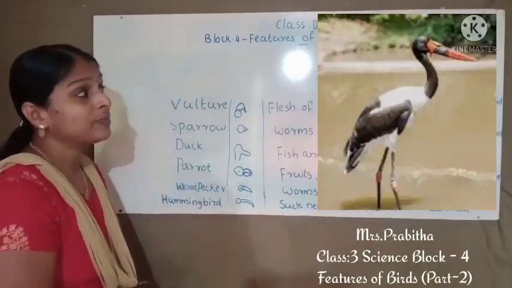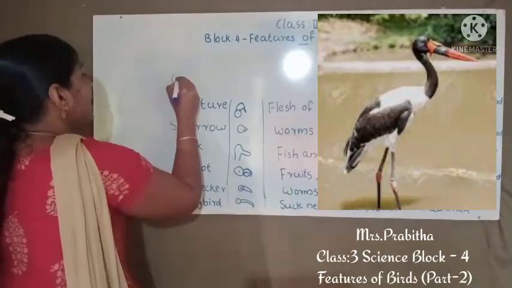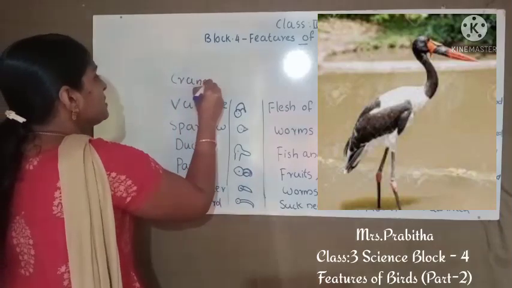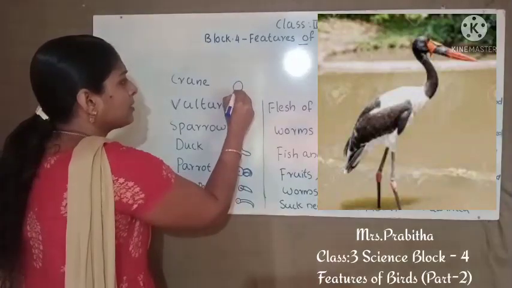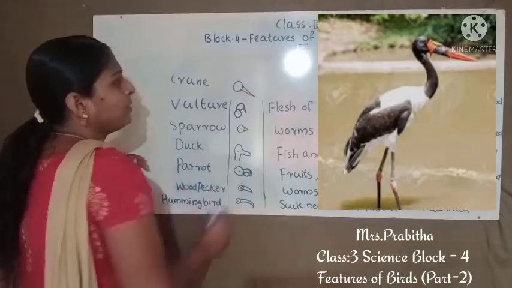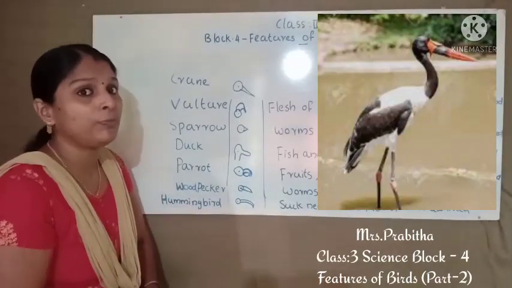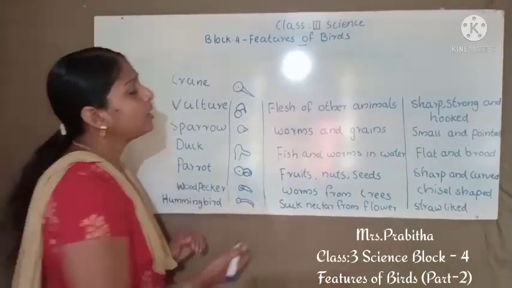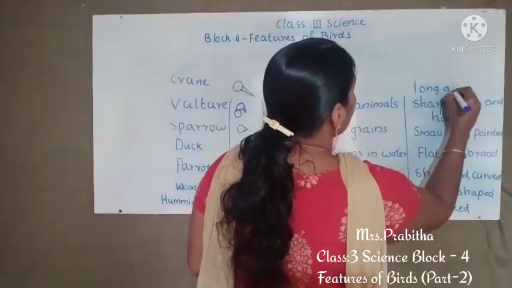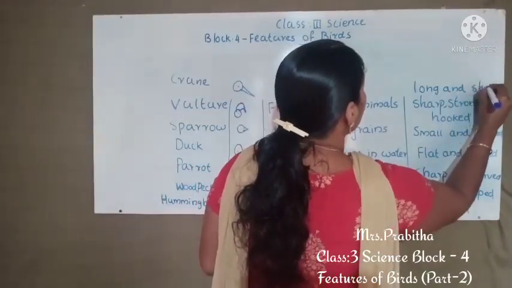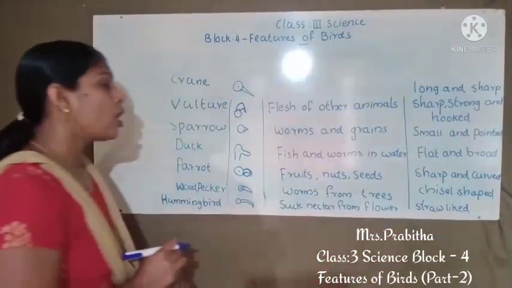Look at the board. Yes, which bird is that? Yes, it is crane. Okay, which type of beak does this crane have, children? Yes, we know crane has this beak. How is it? Yes, it is a long and sharp beak. Okay, so cranes have long and sharp beak.